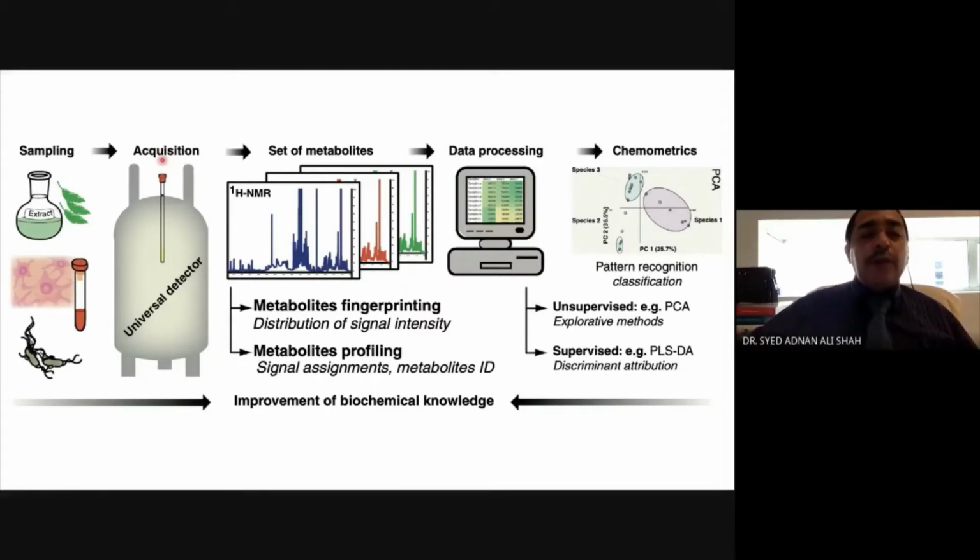This is how the sampling is done, and then the sample is put into the magnet, and the information comes out from this universal detector in the form of an NMR profile or NMR spectrum, which can give information about the set of metabolites, or metabolite fingerprinting. This data will be processed and projected in the form of chemometrics, for example PCA or PLS-DA. This is the easiest way to convert large data into a simple PCA pattern, so it can easily show what metabolites are different in different individuals. That is the practical aspect of this instrument.